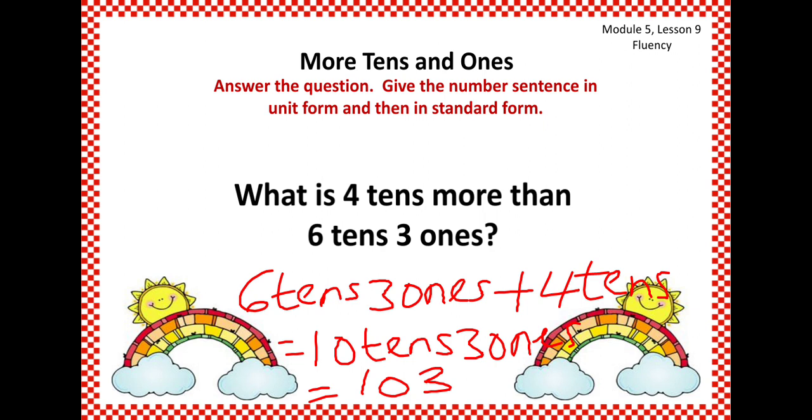What is 4 tens more than 6 tens, 3 ones? 6 tens, 3 ones. Therefore, 6 tens, 3 ones plus 4 tens will give us 10 tens, 3 ones. 6 tens go with the 4 tens and the 3 ones remain the same. So 6 tens 3 ones plus 4 tens is 10 tens 3 ones. And what is 10 tens 3 ones? 10 tens 3 ones in standard form is 103.